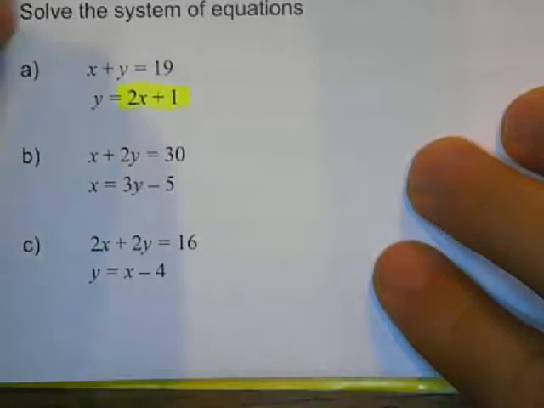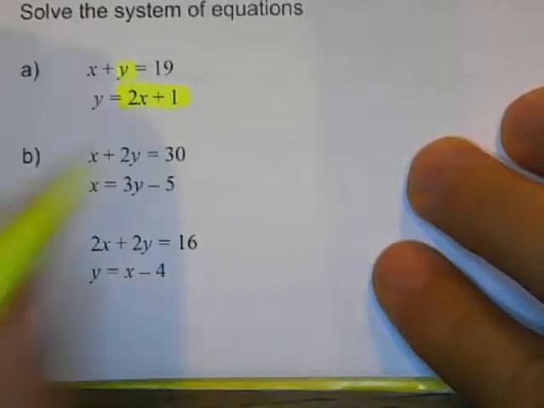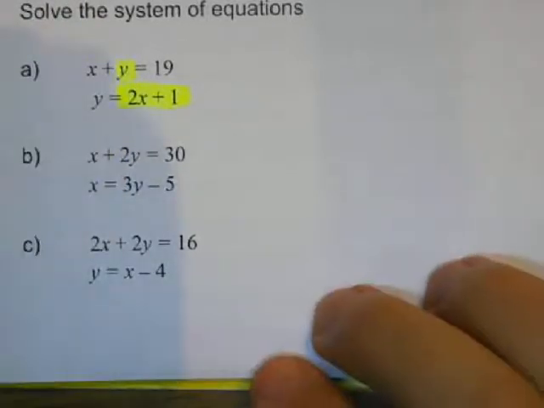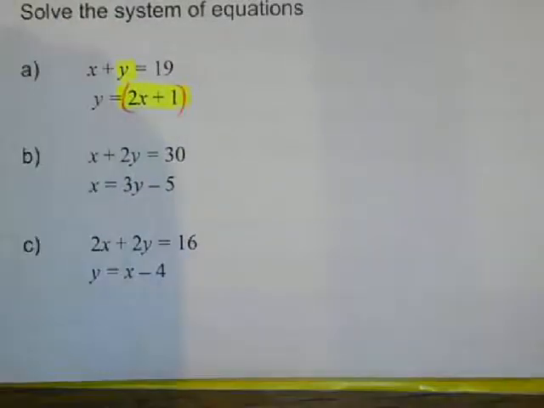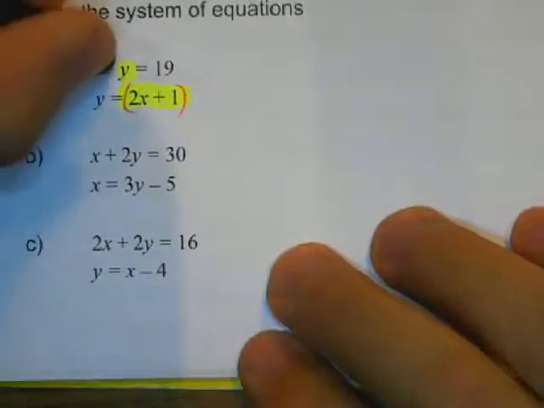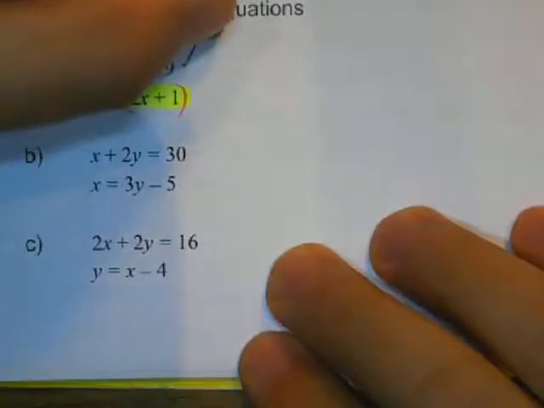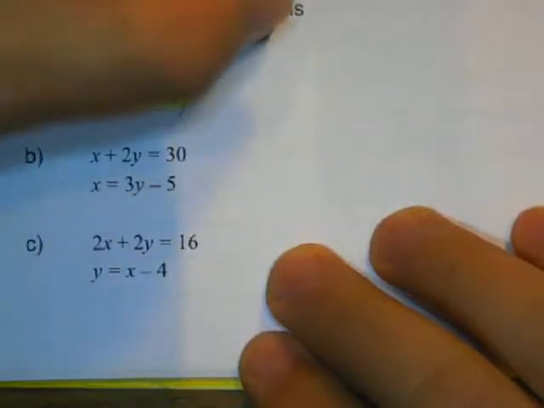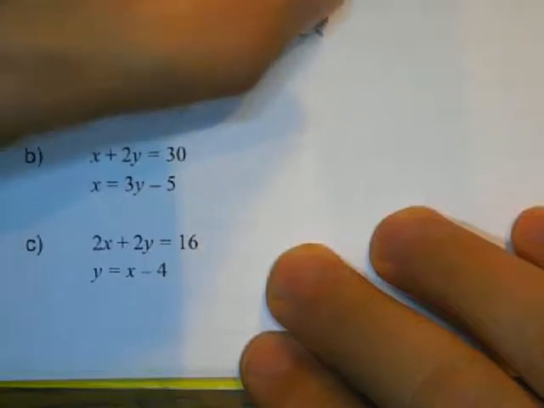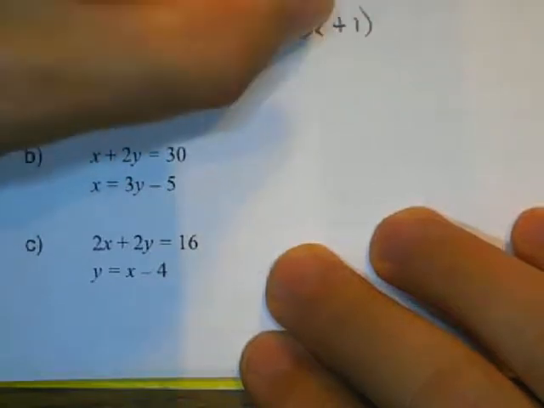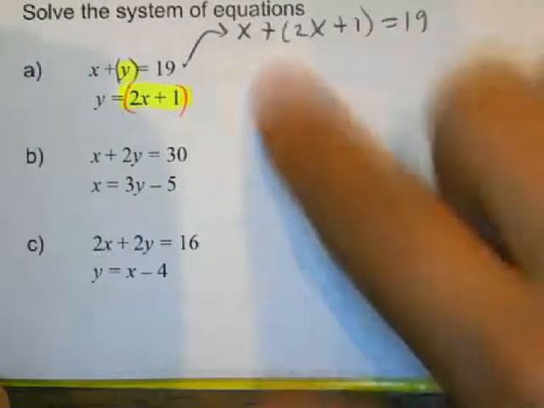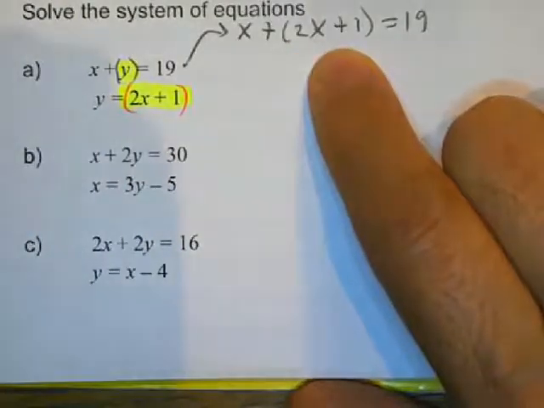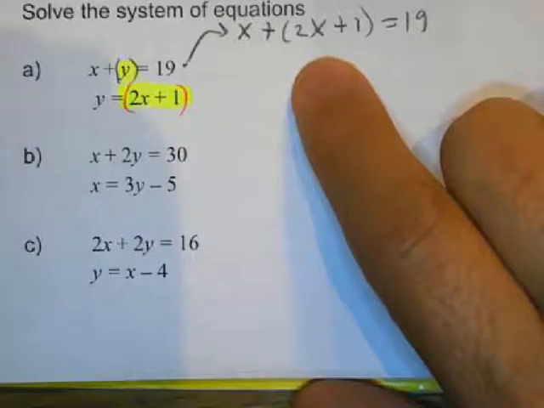Okay, so I'm going to replace y with 2x plus 1, right? So let's do that. So this becomes x plus 2x plus 1 equals 19. Okay, I didn't really need to write these parentheses, but let's combine things now.